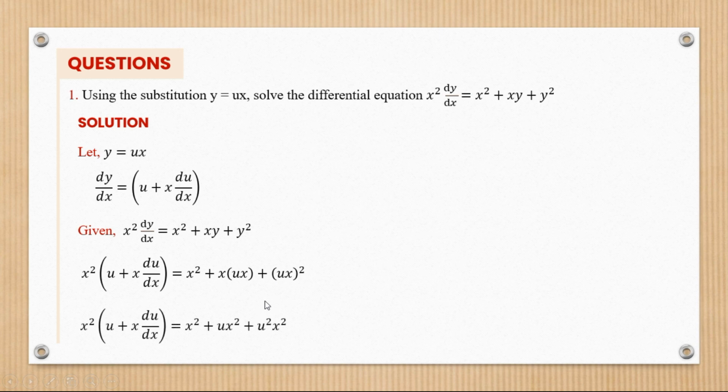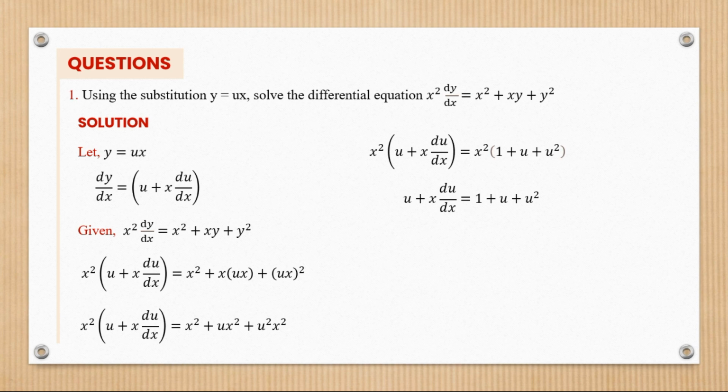The next step is to open brackets. x times ux shall be ux squared. Here we square both of the individual variables, then we have u squared x squared. The next step shall be to factorize out x squared on the right hand side. As you can see, I can factorize it out, and then the x squared values cancel, and I'll be left with u plus x du/dx being equal to 1 plus u squared.